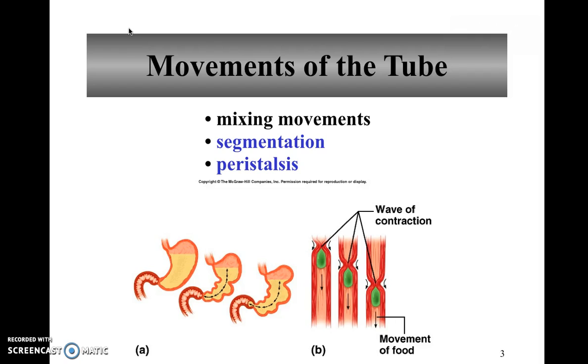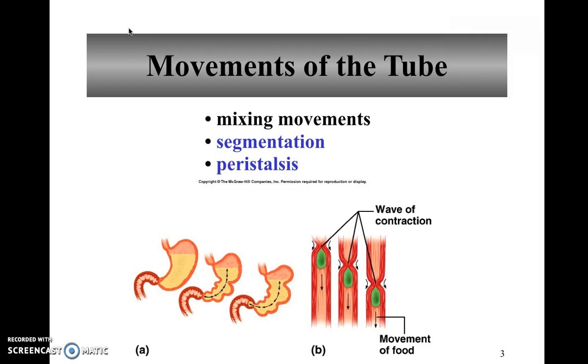You can see in diagram A an example of this mixing food. Segmentation happens in the small intestine, where the small intestine muscles contract and form segments within the small intestine where food is mixed with the digestive enzymes from the pancreas and the small intestine itself and the liver and gallbladder.